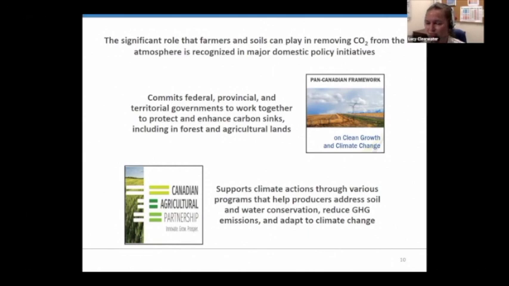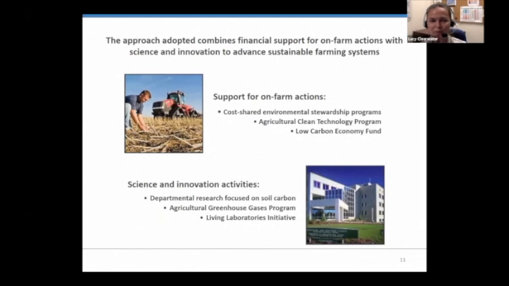Specific to the agricultural sector, the Canadian Agricultural Partnership, or CAP, is a five-year framework between the federal, provincial, and territorial governments, initiated in 2018, and it includes a suite of programs to help producers address soil and water conservation, reduce greenhouse gas emissions, and adapt to climate change. So, under the CAP, financial support is given via provincially led programming on a cost-shared basis. Federal government contributes about 60% and the provinces and territories contribute 40%.